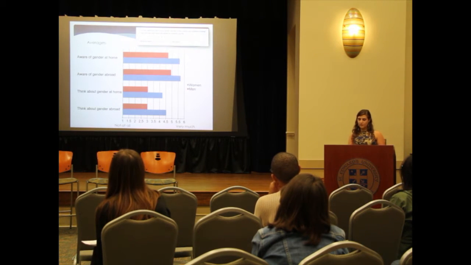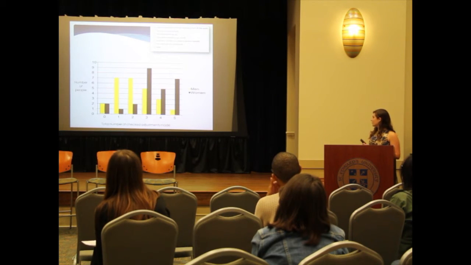And then my results, the quantitative Likert scale results, showed that women, who are marked in blue, and men, marked in red, overall were more aware and thought more frequently about their gender, both at home and abroad. And then here, men shown in yellow, women shown in the black bars.